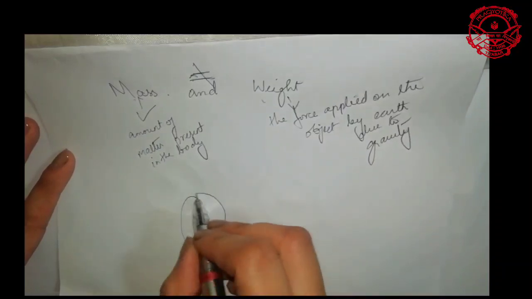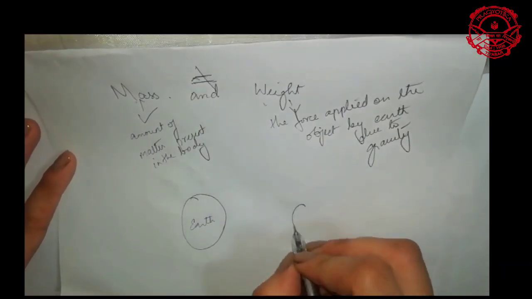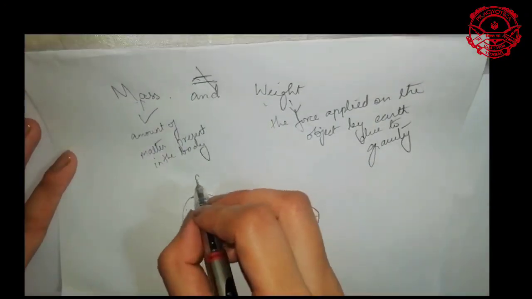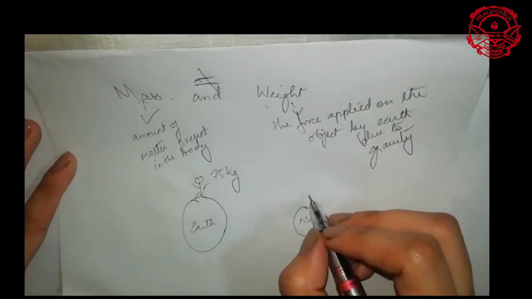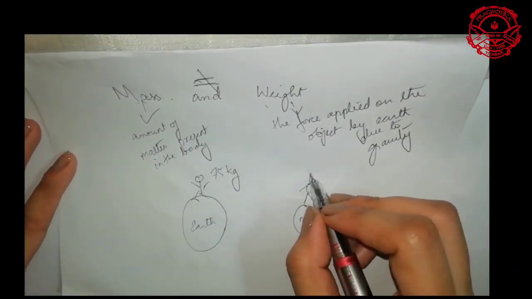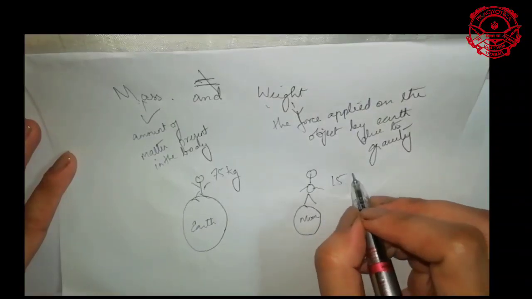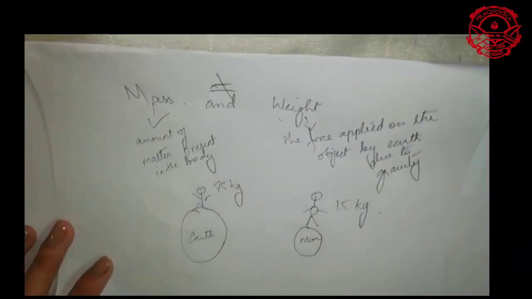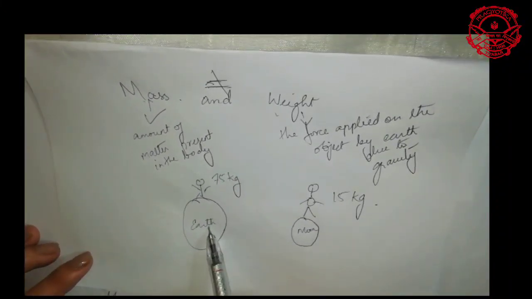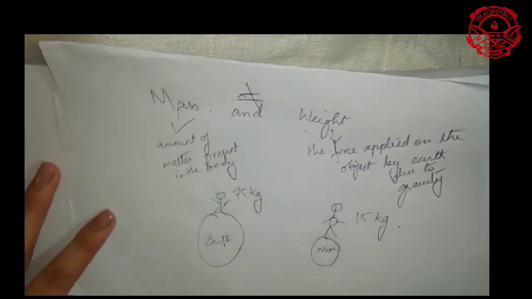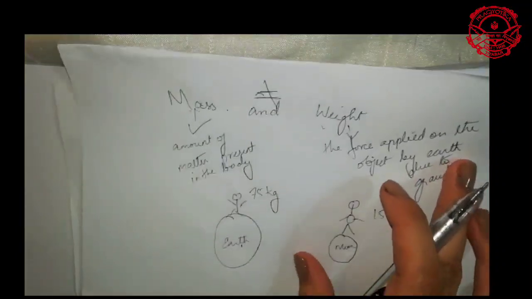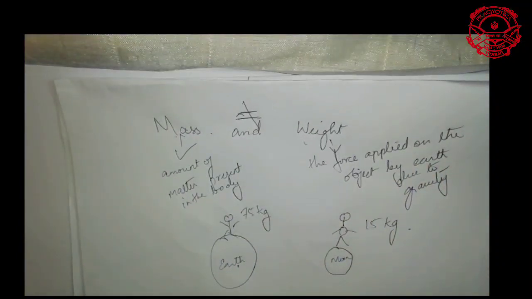Suppose this is the earth, and here is the moon. Suppose on the earth you weigh around 75 kilogram, your weight here will be totally different. You might weigh around 50 kilogram. Why is that so? Because here the earth gravity, meaning the force that is pulled by the earth, is more, so your weight is more here. You weigh around 75 kilogram. But on the moon, since the gravity is very low, your weight will be around 15 kilogram.